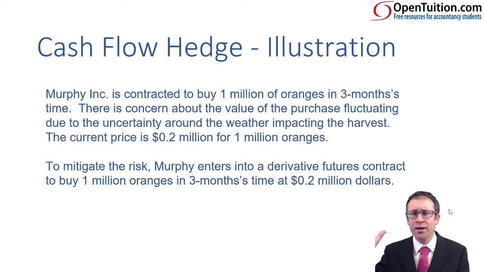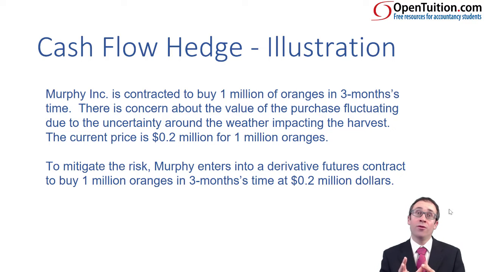We have an illustration here that will allow us to look at the hedge accounting for the instrument, the future, and the item, which here I think is the future purchase of 1 million oranges in 3 months' time. Okay, we're told that those oranges are there at $0.2 million. The weather might mean that maybe there is not so good a harvest. Therefore, that means there are fewer oranges out there for the market, which will drive the price up. That's our main concern, isn't it?